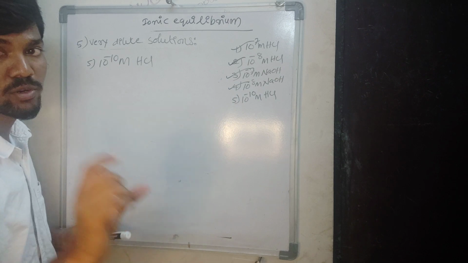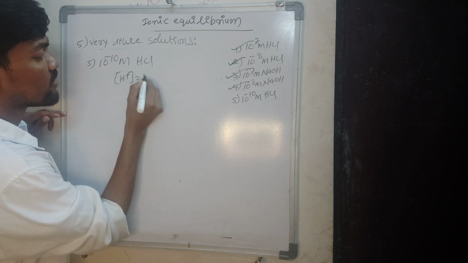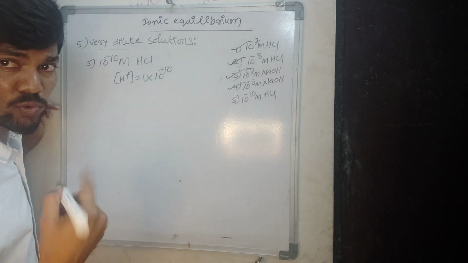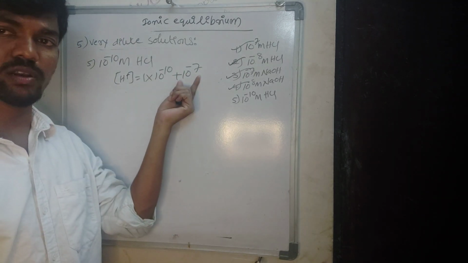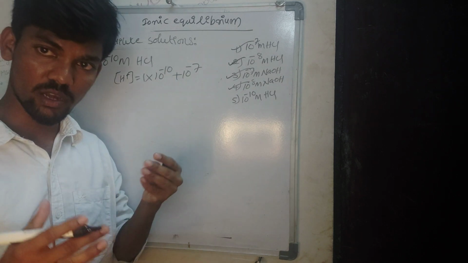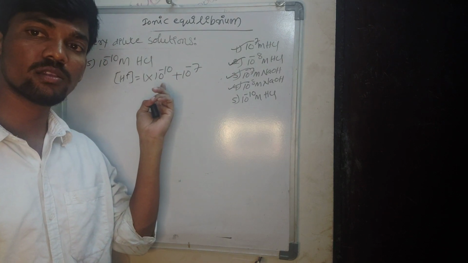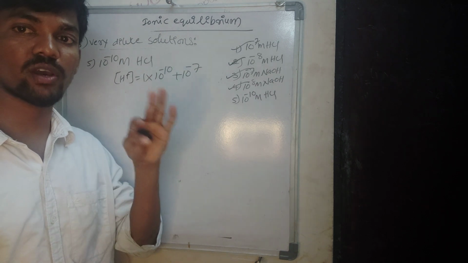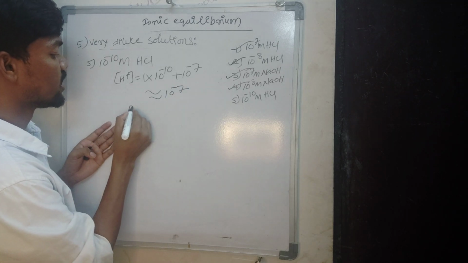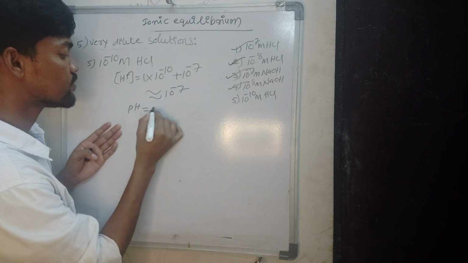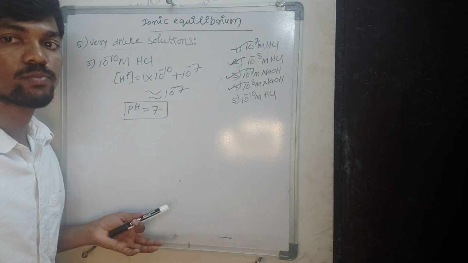Coming to the last problem, what happens here? We have to find the H plus concentration. Only one valence factor, 10 power minus 10 is there. We have to add 10 power minus 7, or not? If you add 10 power minus 7 and 10 power minus 10, 100 times greater, which is more? 10 power minus 7 is more, so the other will be negated. So we can't use this formula, we have to use only this condition. Whatever it is, it is almost 10 power minus 7. So pH will be 7. Understand? This is calculating pH values.